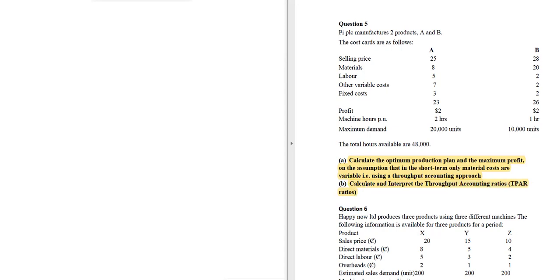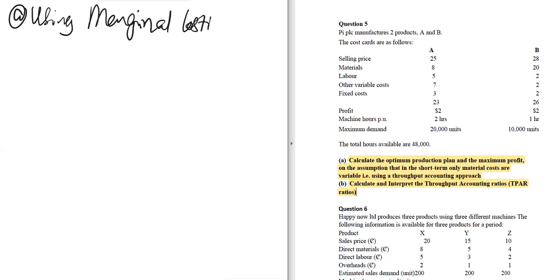So I am going to do two approaches. Just as a recap, I'm going to solve it using limiting factor, that is using marginal costing. That's how most of your questions will come. So you solve it using marginal costing and solve it using throughput accounting. So I'm going to start with A, using their current production system or using marginal costing. Under marginal costing, all variable costs are still variable costs, including material. So identify the limiting factor.